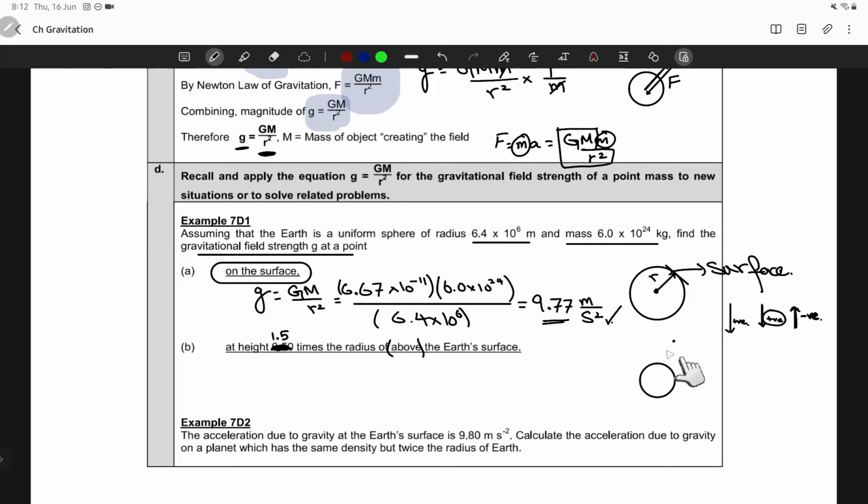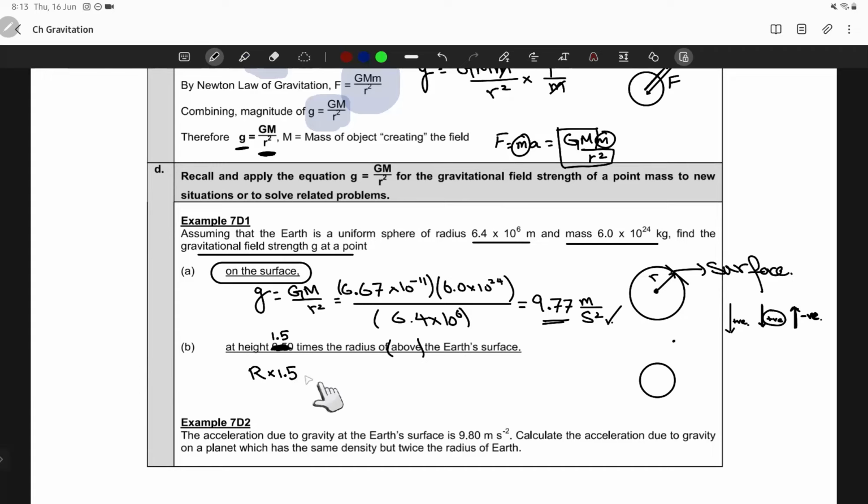Did you get what I'm trying to say? Did you get why I said that this was a mistake in the question? Because 0.5 times the radius would make it half of the radius, and half of this vector is somewhere over here, right? And if I use that, then that's not above the surface of the Earth. So there was this mistake in the question. It should be 1.5 times the radius above the Earth's surface. So what that means is, all I have to do here is multiply my radius of the Earth by 1.5, right?